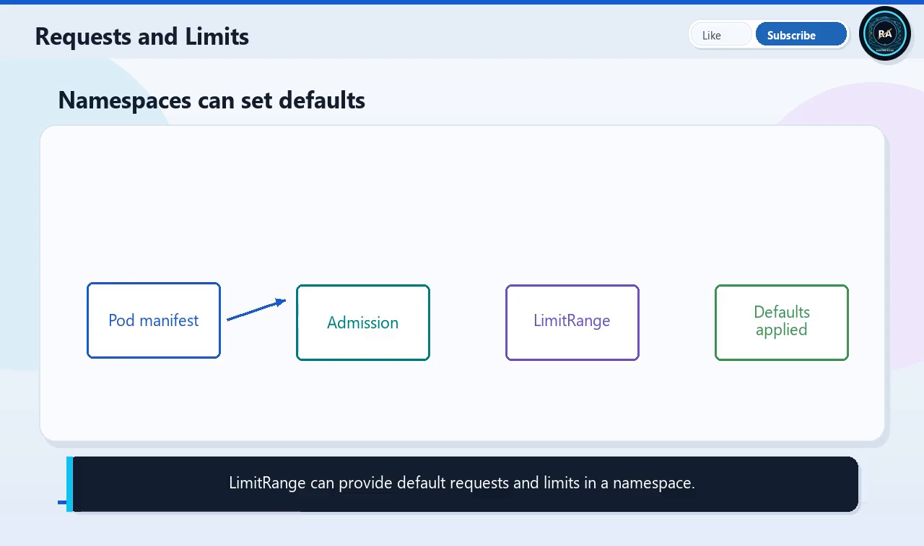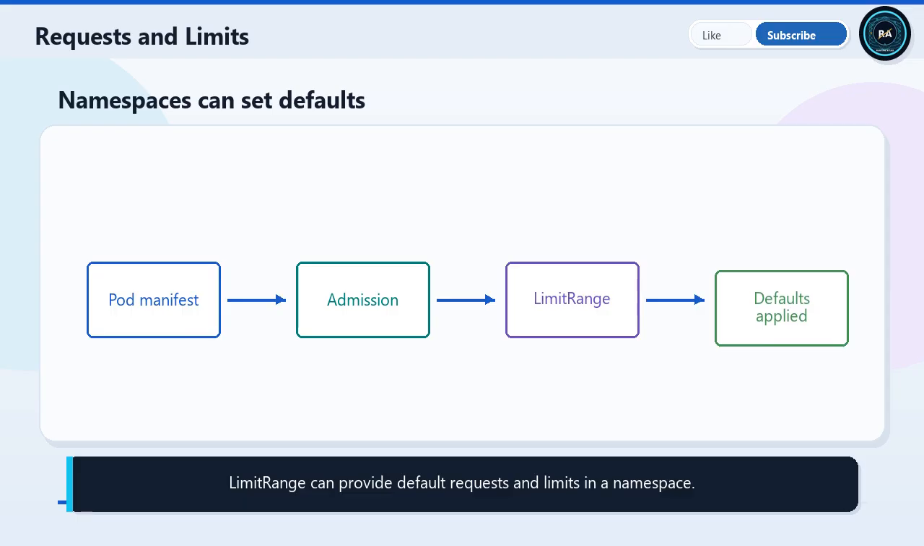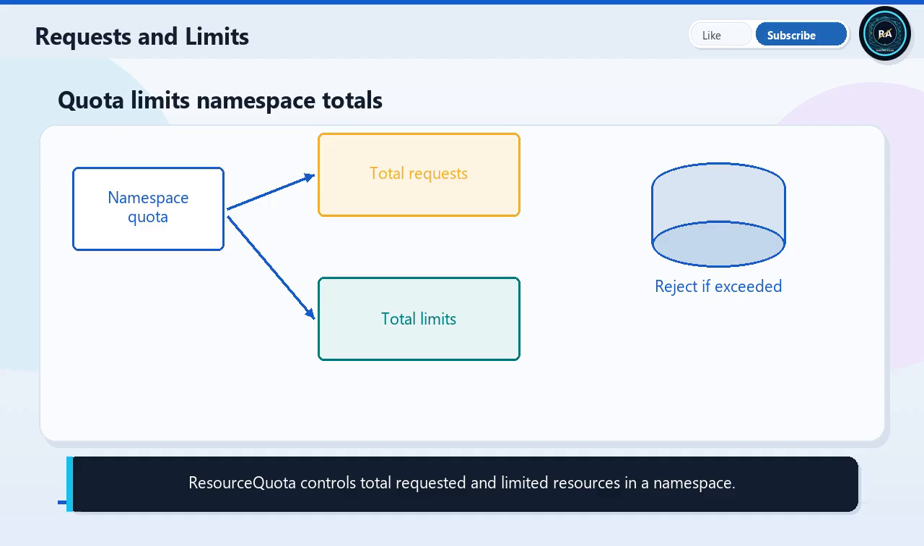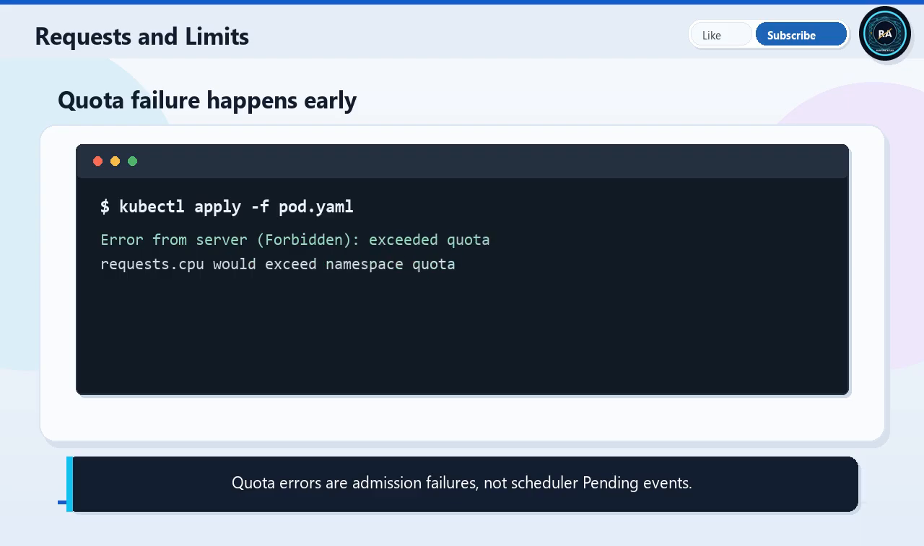A namespace can use a limit range to provide default requests and limits. That means a pod manifest may omit resources, but the created pod can still receive defaults during admission. ResourceQuota is another layer. It can cap the total requests and limits allowed in a namespace. If a new pod would exceed the quota, the API server rejects it before scheduling. This distinction matters while debugging. A quota failure usually happens when you create the pod. A scheduling failure happens after the pod exists, when the scheduler cannot find a feasible node.